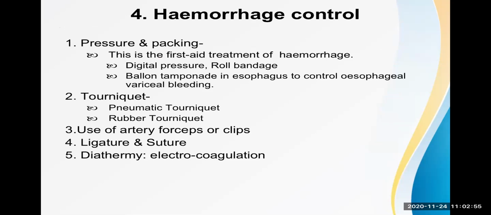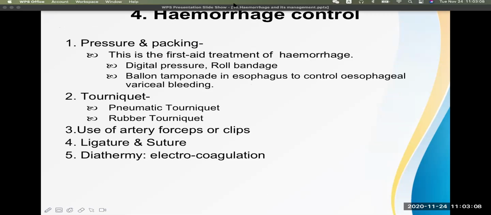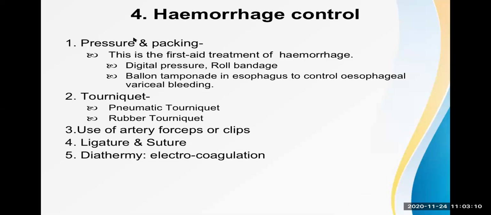Now, the important part is control of the hemorrhage. Very important one. You have found out the site of the hemorrhage, now how to control it. Pressure and packing is given. This is the first aid treatment of hemorrhage in the beginning, especially in the external type of bleeding. Never forget it. You can give pressure by your finger, or you can roll a bit of tight bandage there.